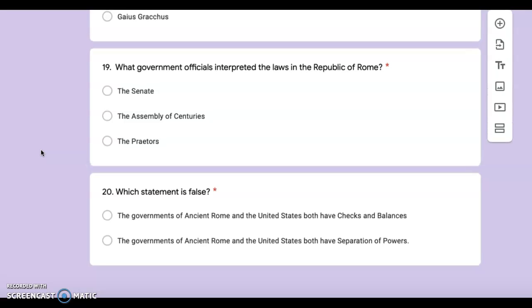19. What government officials interpreted the laws in the Republic of Rome? The Senate, the Assembly of Centuries, or the praetors? And number 20, which statement is false? The governments of ancient Rome and the United States both have checks and balances, or the governments of ancient Rome and the United States both have separation of powers.